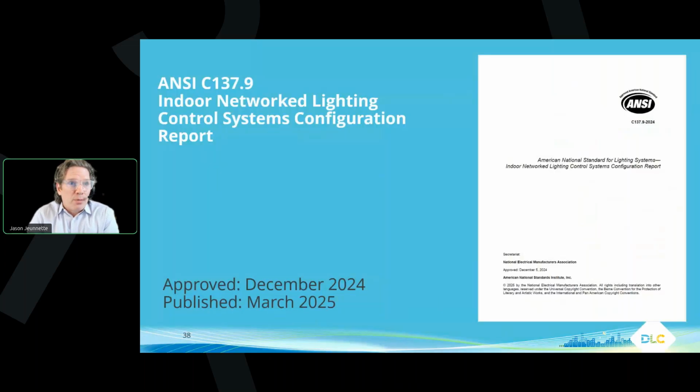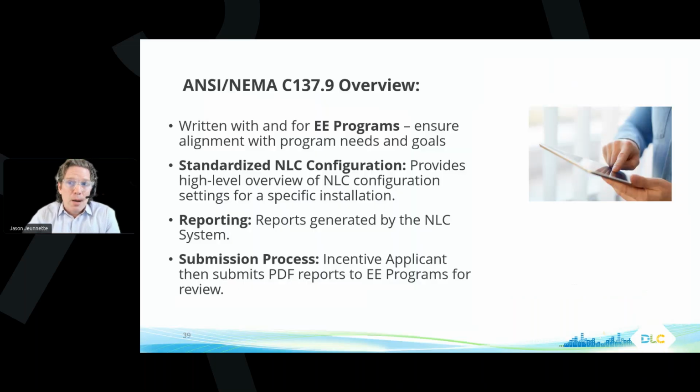So to solve this problem, the industry and utilities came together and developed the ANSI C137.9 Indoor Network Lighting Control Systems Configuration Report standard. This standard covers a bunch of things. It was written with and for energy efficiency programs to ensure alignment with their needs. It provides standardized NLC configuration information, a high-level overview of how a specific network lighting control system is installed at a specific installation.